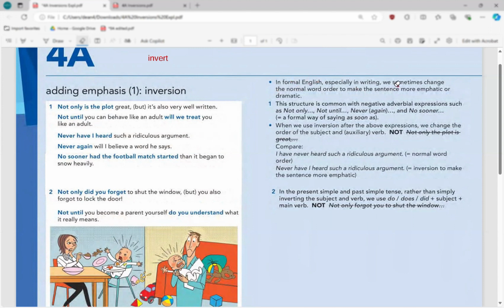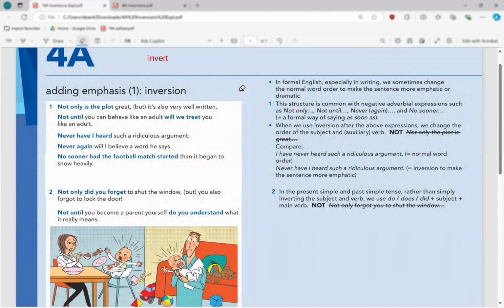And that's what it says here. Look, formal English. So that's formal. Inversion, we use it in formal English. But even in speaking, native speakers use inversion a lot, by the way. So in formal English, especially in writing, we sometimes change the normal word order to make the sentence more emphatic or dramatic. So to increase the effect of the writing or speaking, or whatever that we are trying to convey.